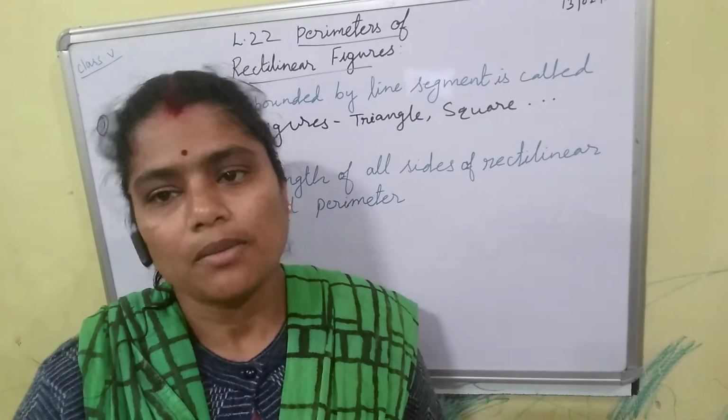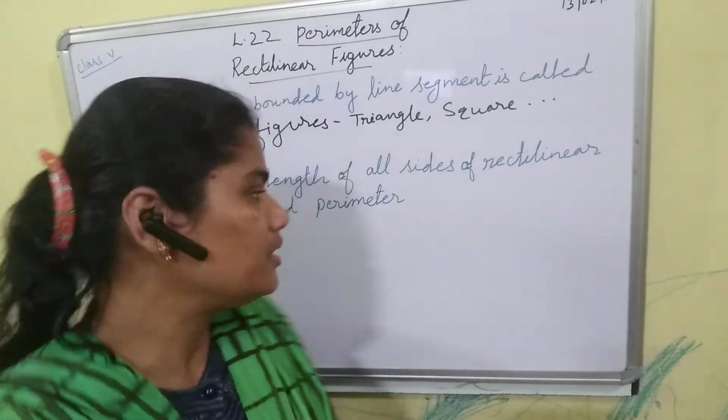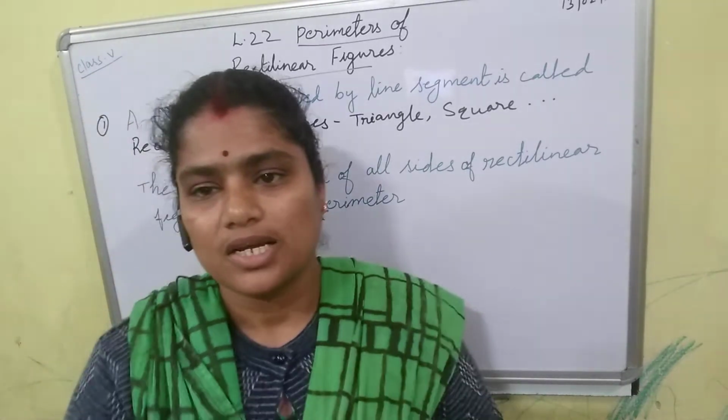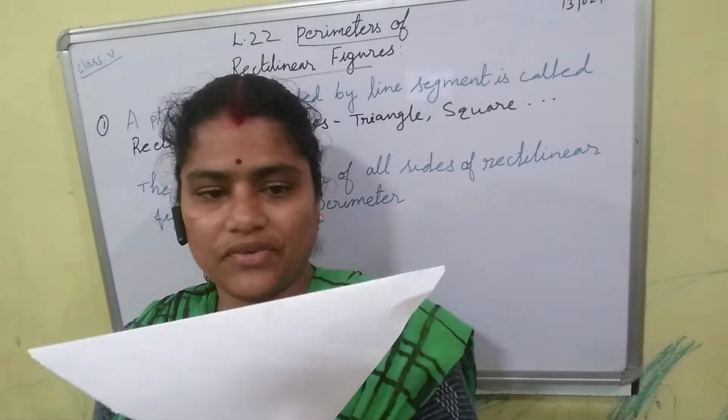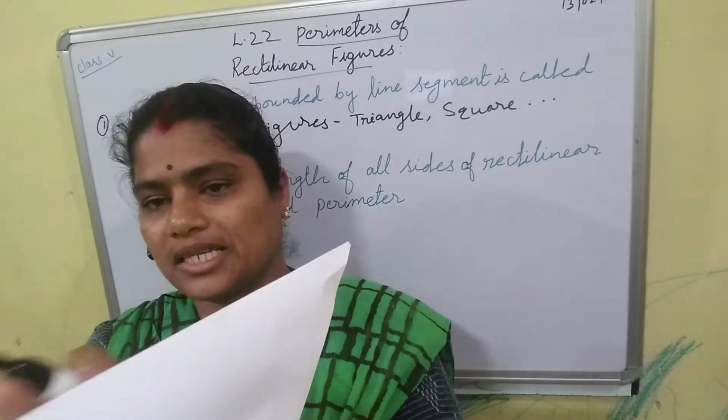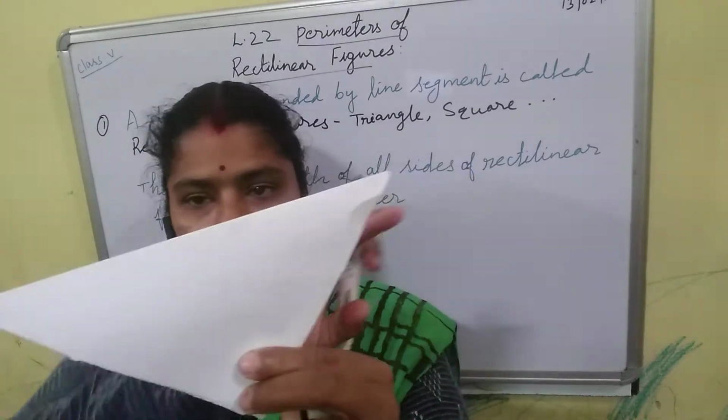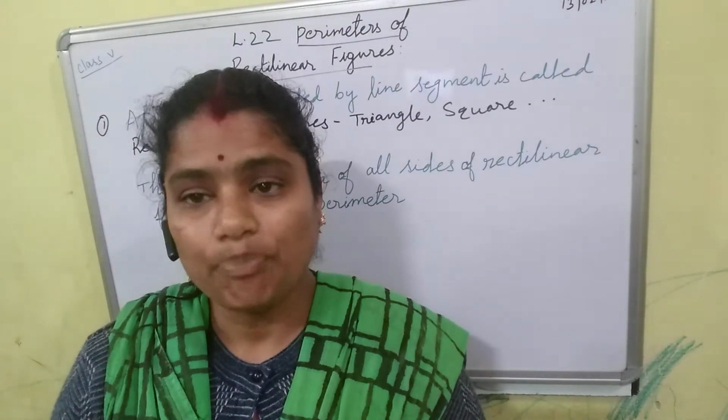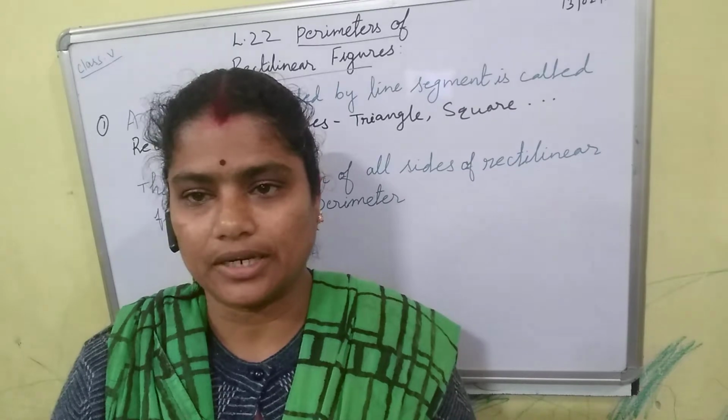A plane figure bounded by line segments. See, this is a triangle, a plane figure. These are the line segments, these three sides. This is a rectilinear figure.